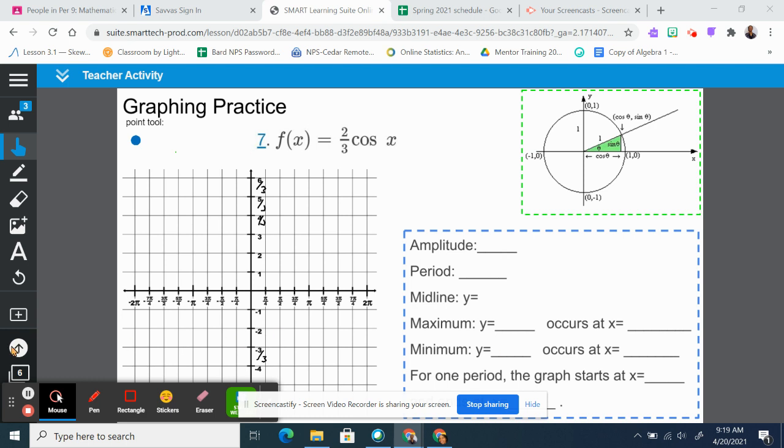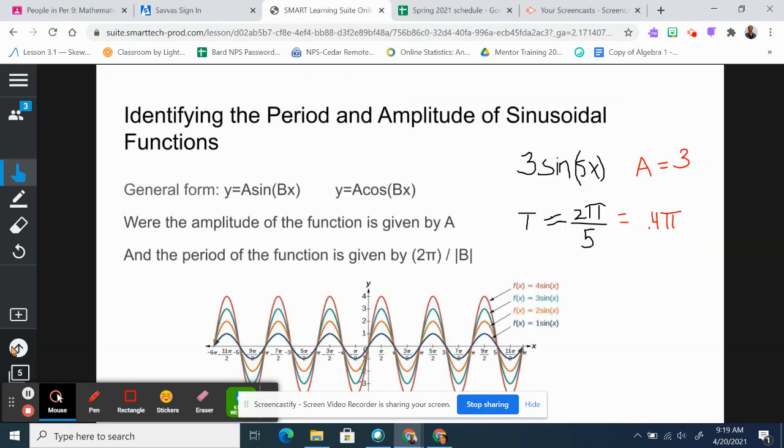And just as a refresher, on the previous slide, I did go over some key information. So the general form of a sinusoidal function is y equals a sine of bx, or y equals a cosine of bx. So either of these are considered sinusoidal. And that a in front represents the amplitude, and the period is given by 2 pi divided by the absolute value of b, so that value that's in front of x. Whether it's positive or negative, it doesn't matter. We're going to take just the absolute value, and we're going to divide 2 pi by that value.